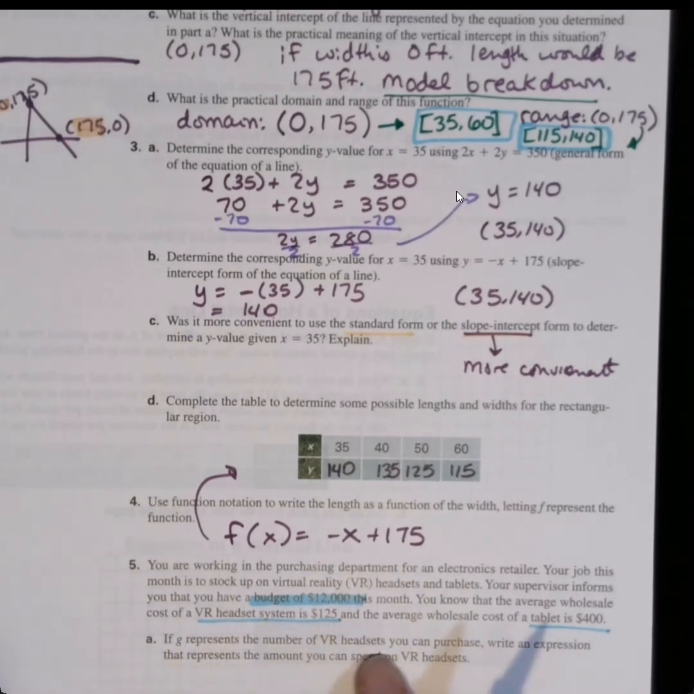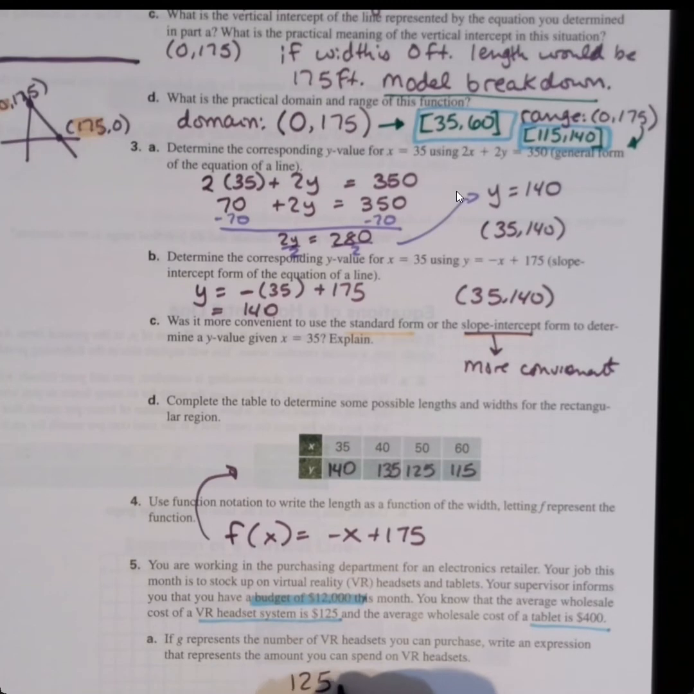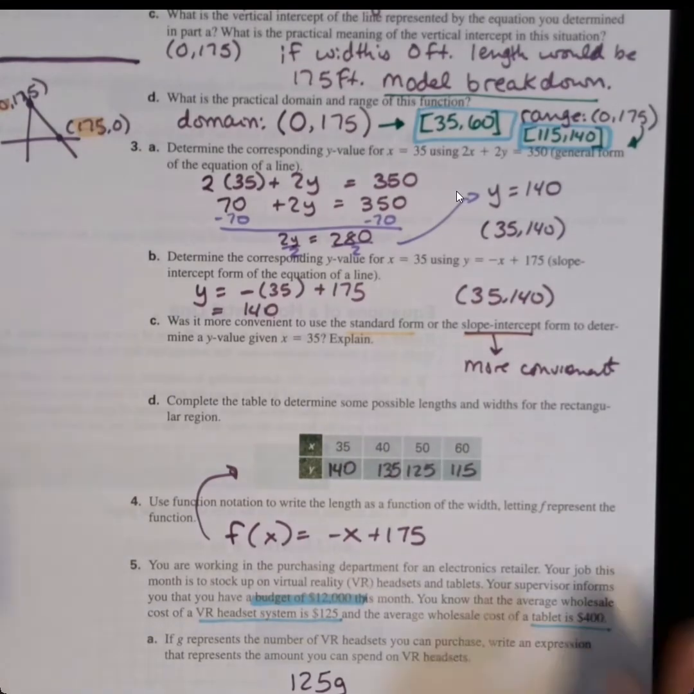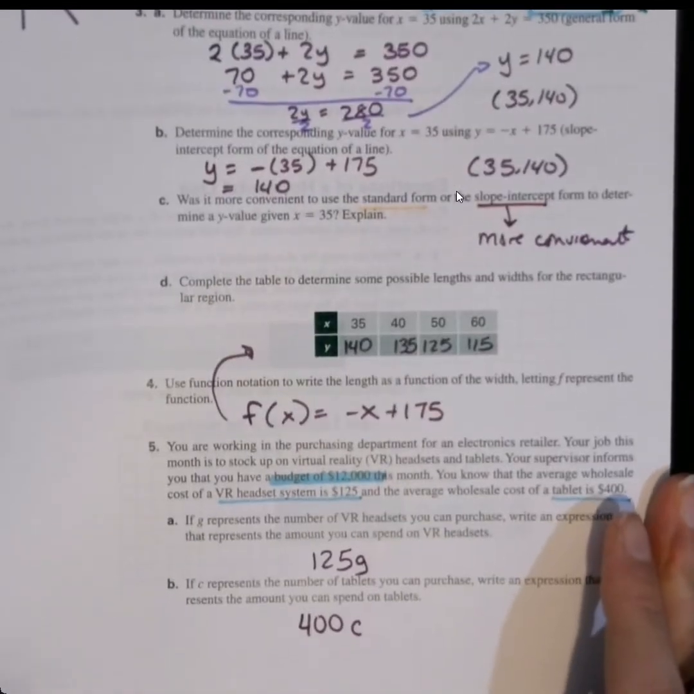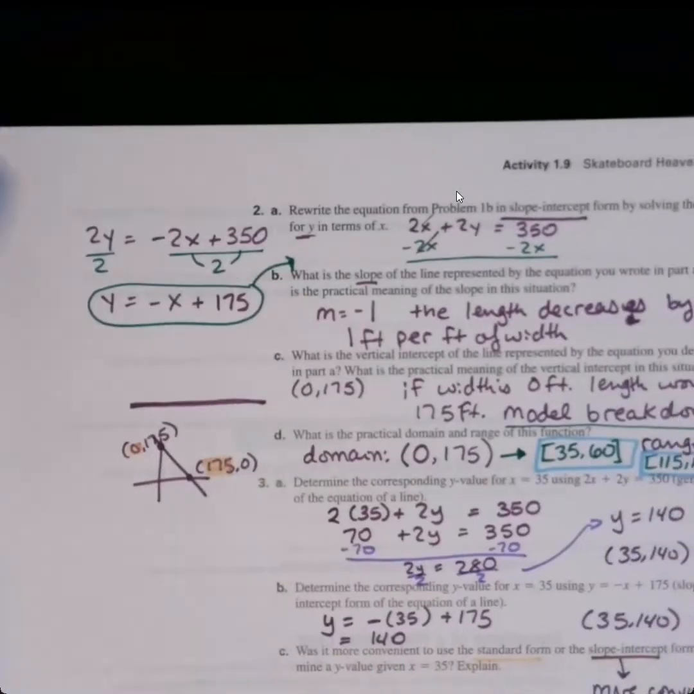If G represents the number of VR headsets that I can purchase, write an expression for the total amount I can spend on VR headsets. Okay, so if I'm going to buy G number of VR headsets, each one of them costs $125. So their total cost would be 125 times G. And if each of the tablets, we're going to call those C, I don't know why C, costs $400, then the total amount that I would spend on tablets would be 400C. We're building this equation up slowly. We're going to put those two pieces together on the next page.